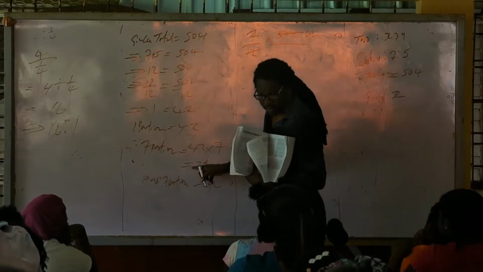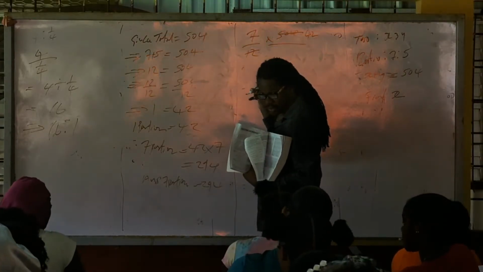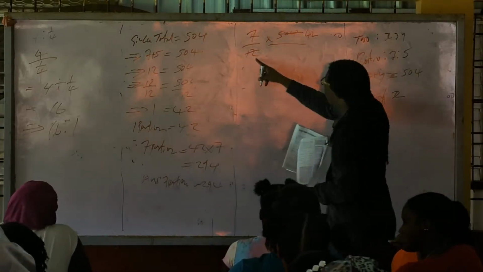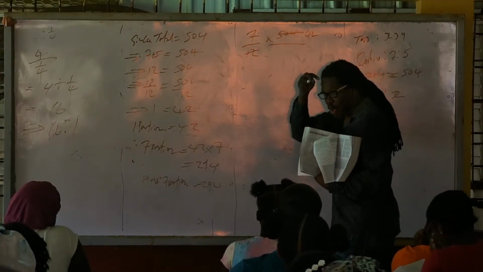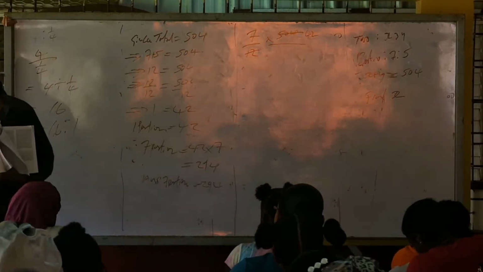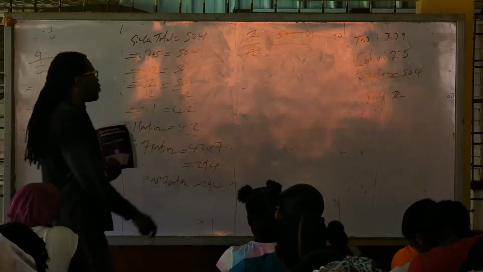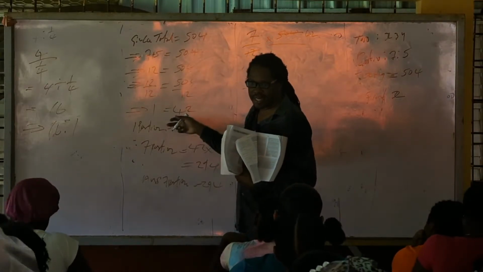But do it this way. Find one portion, which is what you would do by dividing by 12, and then multiply it by the number of portions. What if they said, what is 3 portions? Since you already know 1 portion. Everybody understand that?